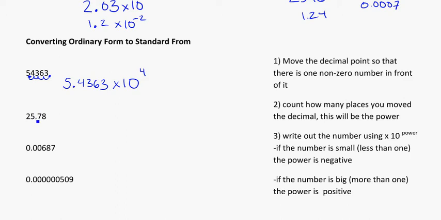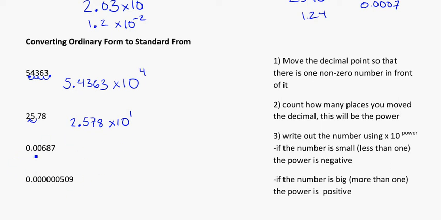Here we see a decimal point, and how many places do we need to move it so that we have one number in front of it? So here we have to move it just one spot, so we change that to 2.578 times 10, and in this case we moved it one spot, so I know there'll be a 1, and then I need to ask, is it a big number or a small number? And in this case it's a big number, and what I mean by big number is more than 1 or less than 1. So this is more than 1, it's a big number, and so I leave it as a positive power.